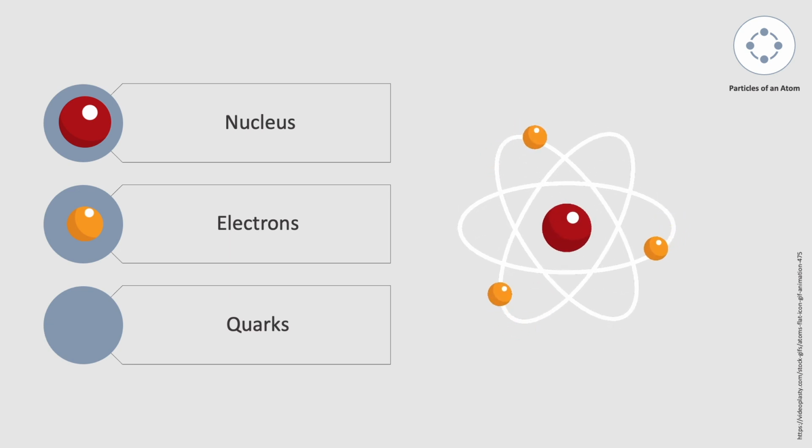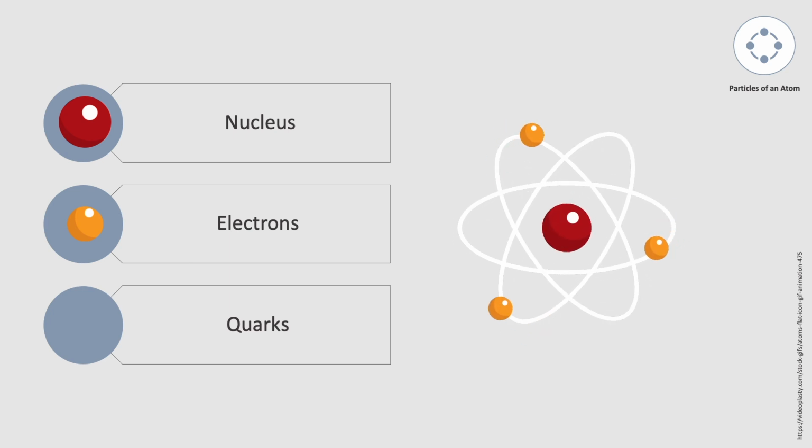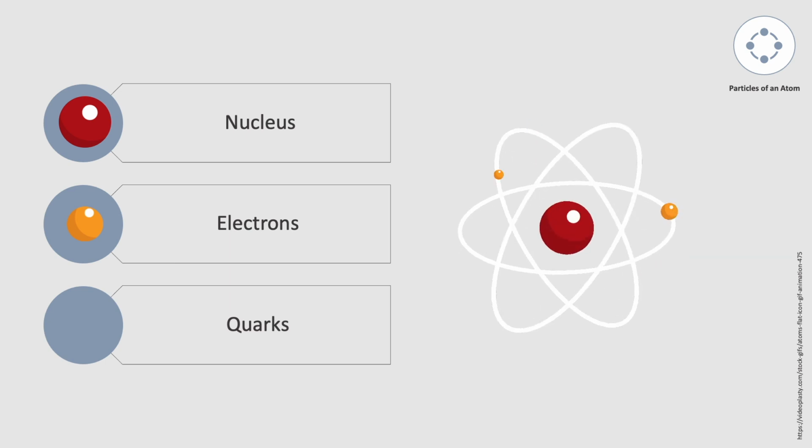Protons and neutrons are made up of even smaller particles, called quarks. Since quarks cannot be divided into smaller parts, they are considered to be elementary particles. The electron, which we will talk about in a second, is also an elementary particle.